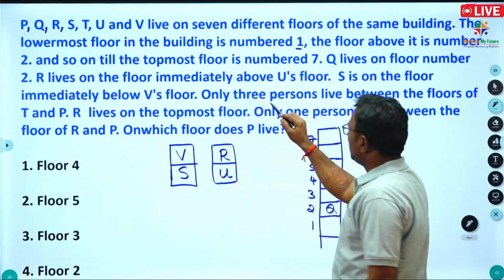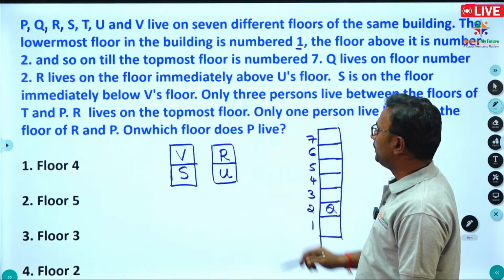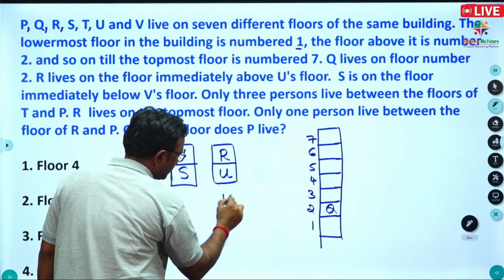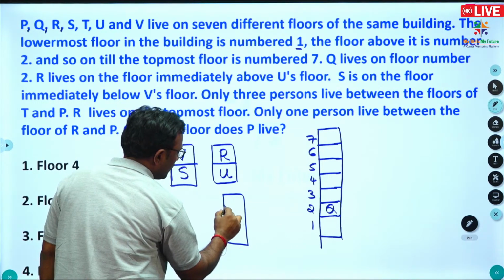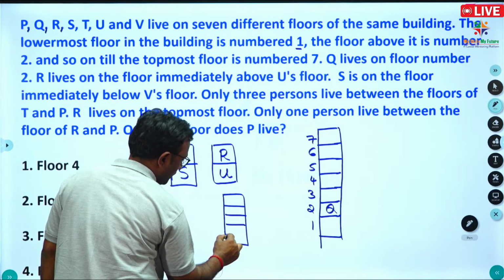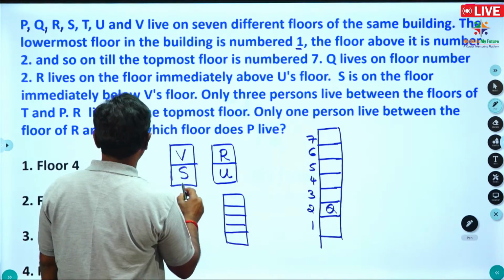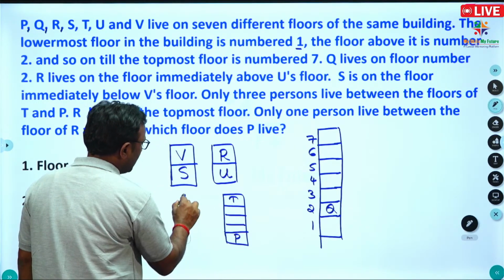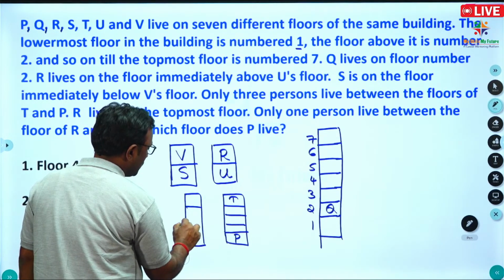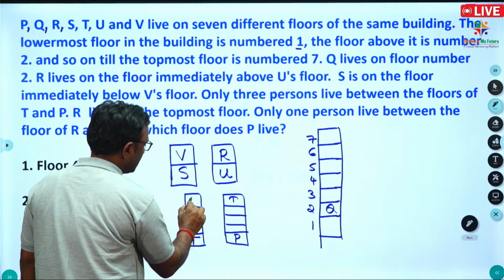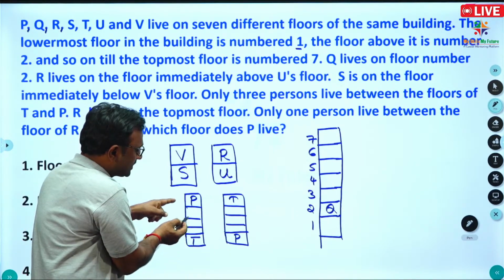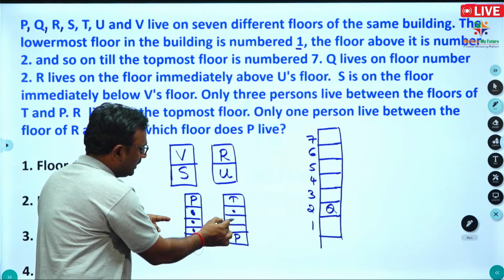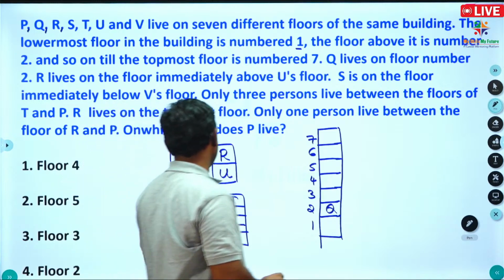Right. Only 3 persons live between the floors of T and P. Only 3 persons. Okay. So 1, 2, 3. Right. So only 3 persons between T and P. Suppose we take this as T, and here we can take this as P. And one more possibility is there. Okay. So 1, 2, 3, and we can write like this. There are 2 possibilities. Only 3 persons live between T and P. So these are the possibilities.